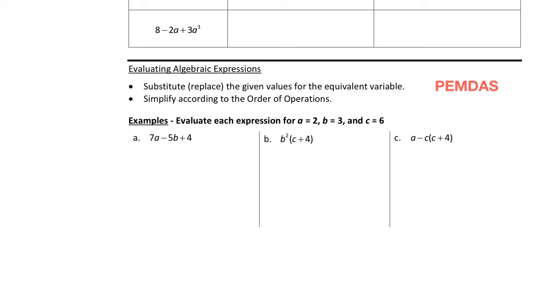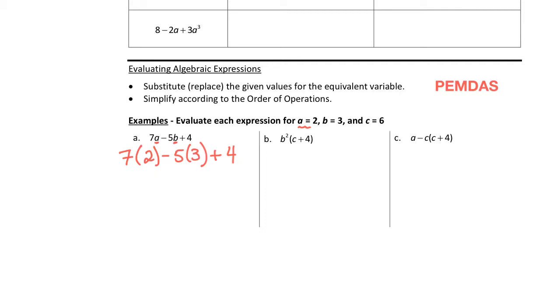Let's take a look at our first example here. We already reviewed what values we're going to be replacing into these expressions. Remember, A equals 2, B equals 3, and C equals 6. Let's go ahead and substitute those variables in. So for example A, we're going to take the 7, then we've got the A. We're going to use parentheses whenever we substitute. We're going to replace that A with the 2 because A equals 2. Minus 5, replace the B with a 3, and then add 4 to the end. So you can see I've just replaced the A and B with the values that were given.